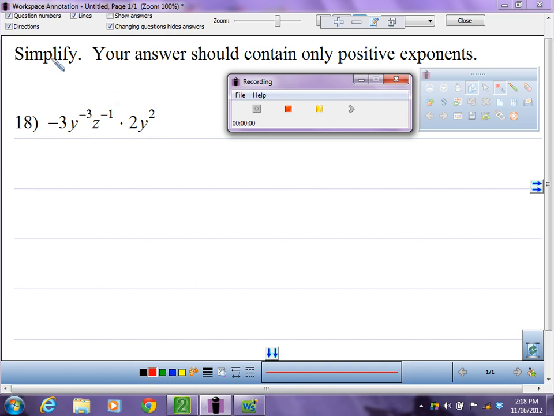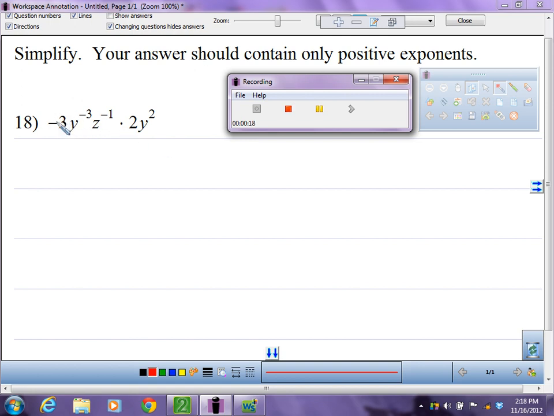Okay, so on this one, they're saying simplify, but your answers should contain only positive exponents. So that's the tricky part here. We notice that everything is being multiplied. So by the commutative property, I can move things around, everything will be fine.